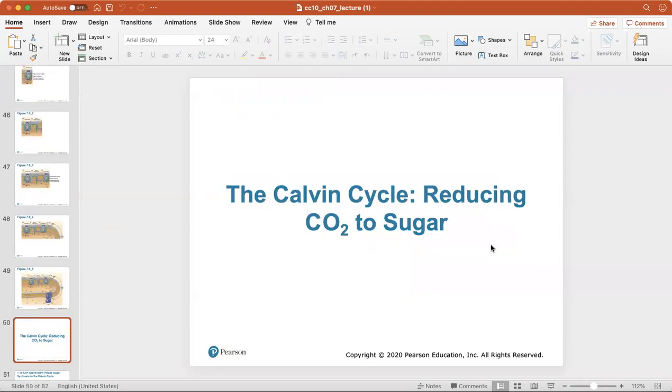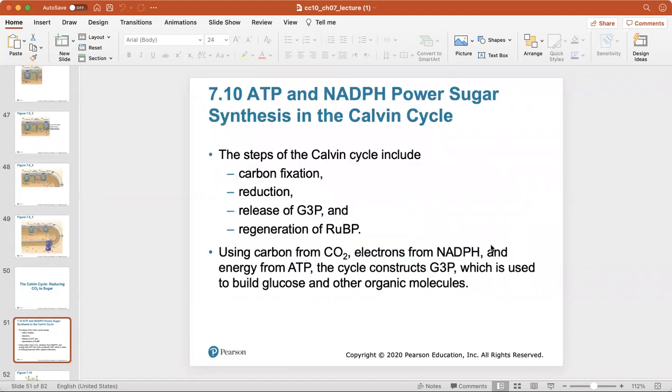The Calvin cycle then reduces carbon dioxide to sugar. So the steps in the Calvin cycle include carbon fixation, reduction, release of a substance called G3P, and regeneration of a substance called RuBP. What the Calvin cycle does is it uses carbon from carbon dioxide, electrons from NADPH, and energy from ATP to construct G3P, which is used to build glucose and other organic molecules.